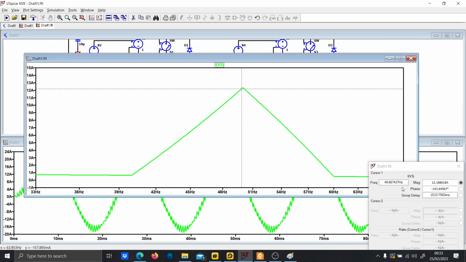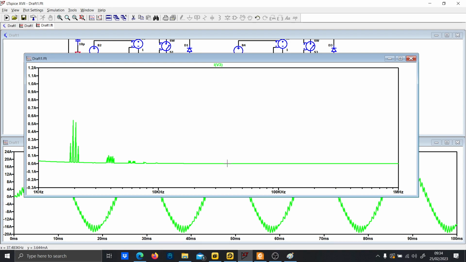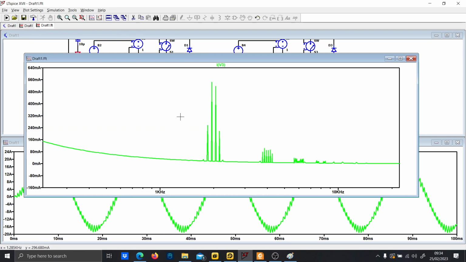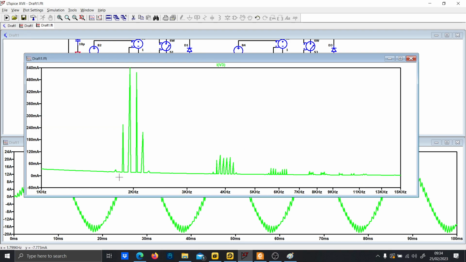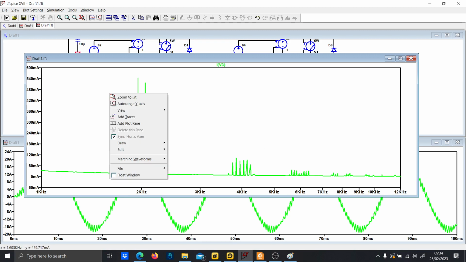And as you can see, at 50 Hz you have the major current. But there is a but, because as you can see here, there are also some harmonics. This causes distortion, noise, ripple, and whatever you want. As you can see, there is some noise at 2 kHz, 4 kHz, 6 kHz, 8 kHz, 10 kHz, and all the multiples of the switching frequency.